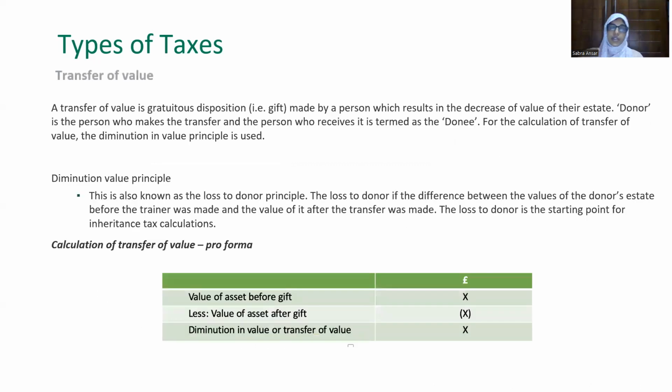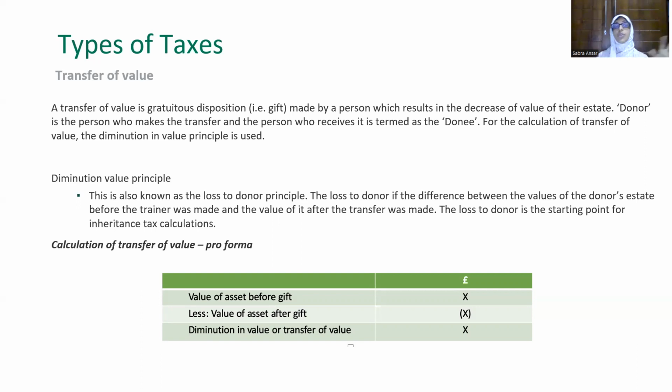Now we will see how we can calculate the transfer value. A transfer value is the gratuitous disposition or the gift made by a person which results in a decrease in the value of their estate. The donor is the person who makes the transfer. The person who receives it is named the donee. For the calculation of transfer of value, the diminution of value principle is used.